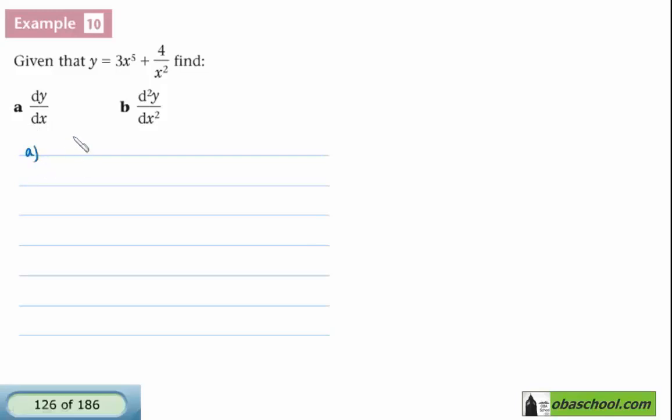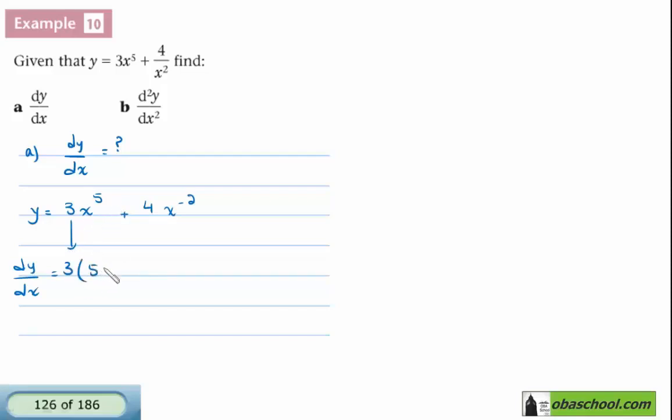For this purpose, we are going to take y, that is 3x to the power 5 plus 4 over x squared, but we will write it in a polynomial form. So it's equal to 3x to the power 5 minus 4 multiplied by x to the power minus 2. Now let's do differentiation.